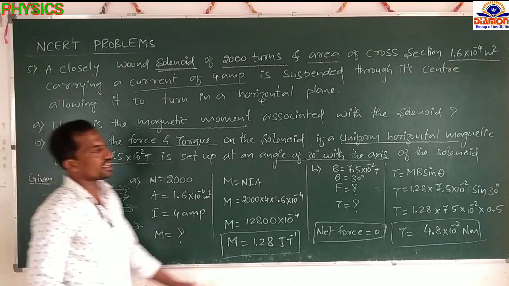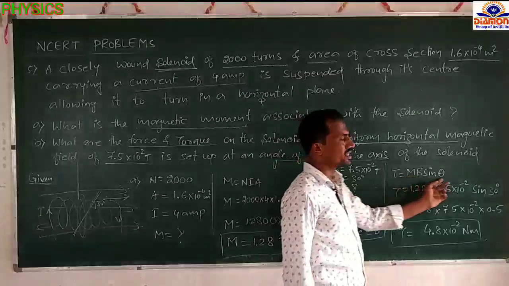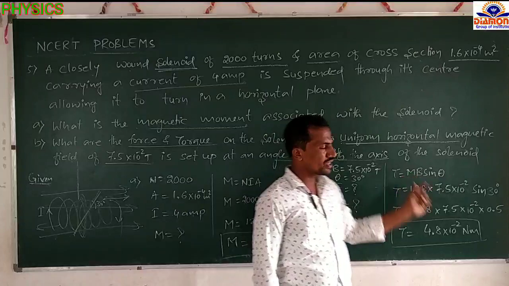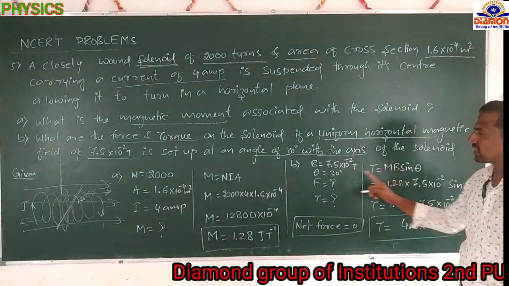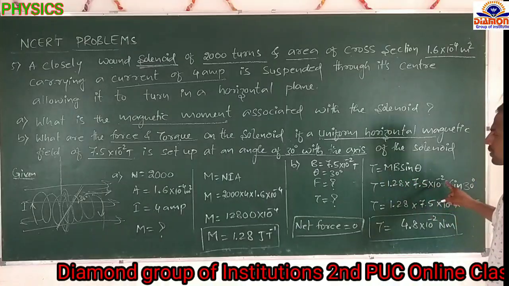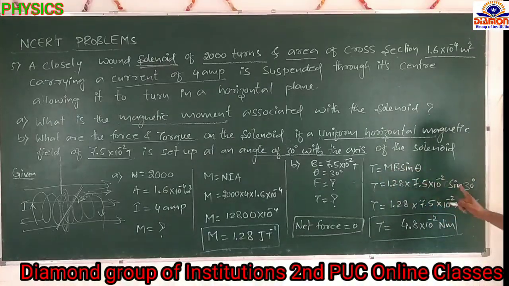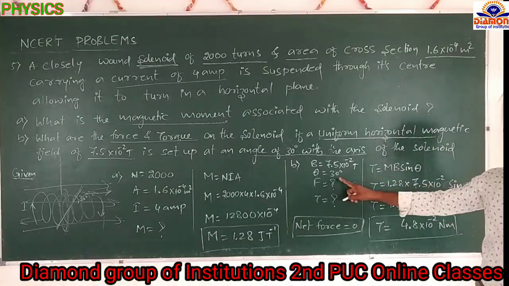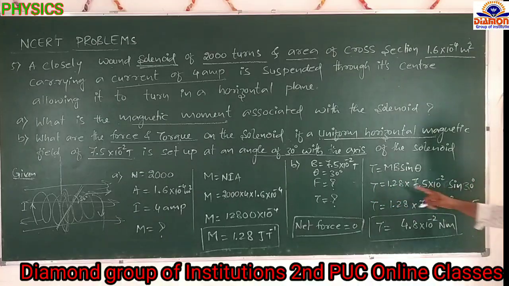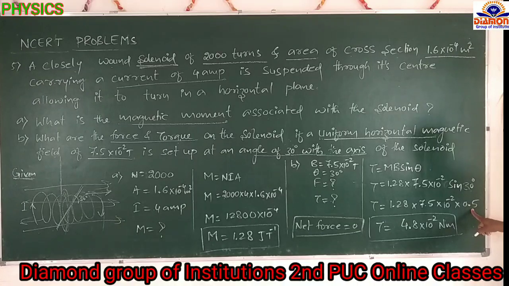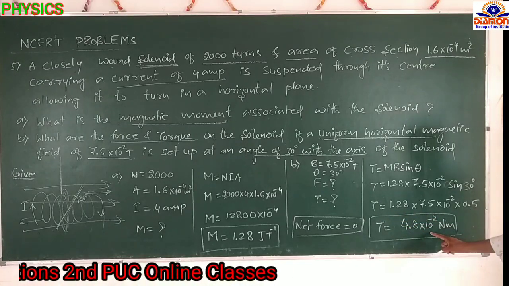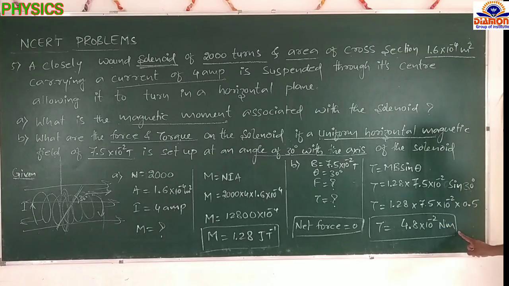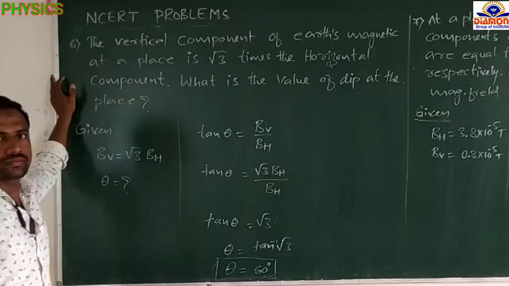Then we write torque tau equals m B sin theta. What is the m value here? 1.28. What is the B value? 7.5 into 10 to the power of minus 2. Sin theta, what is the value? 30 degrees is given, we write 30. Sin 30 means its value is 1 by 2. Then if you multiply the whole term, we get 4.8 10 to the power of minus 2 Newton meter. It is the SI unit of torque.